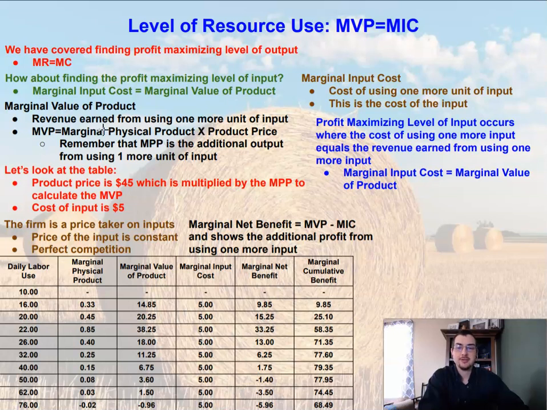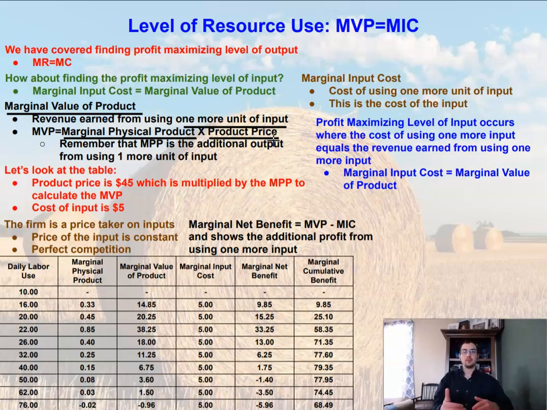Something along that nature. Whereas the marginal value of product is the revenue earned from using one more unit of input. So if I use that one more pound of fertilizer, how much additional revenue is that going to bring me? How much is that going to earn me? The marginal value of product is the marginal physical product, which, if you remember, is the additional output per use of one more input, times the product price.